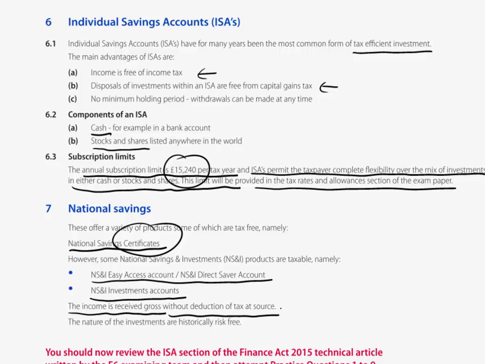Okay. Now what that means you should now be able to do is not just read again through the Finance Act 2015 technical article, but this time review the ACCA section, in addition to what you have reviewed after Chapter 2. That's a technical article written by the F6 examining team, of course. And then plenty of work for you now to get on with.